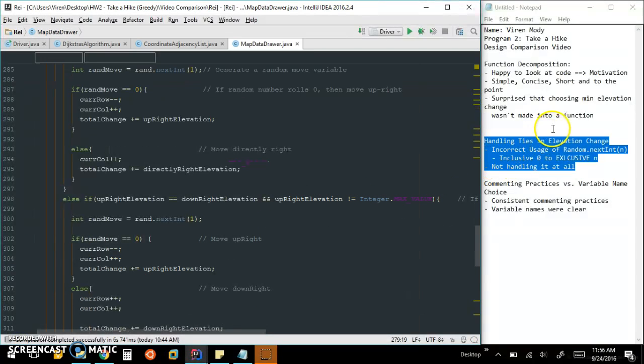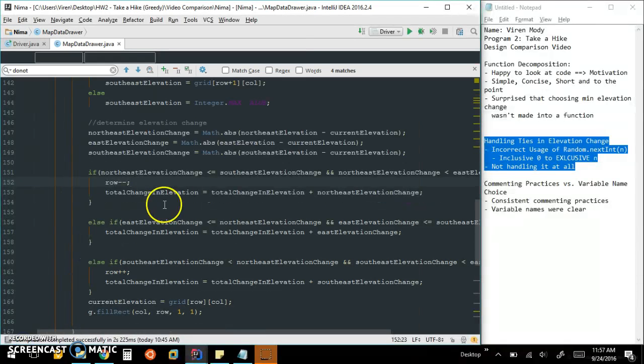My second area of focus is handling ties and elevation change. One thing I noticed is that the rand.nextInt was not used properly because 1 represents a random number between 0 and 0 and not 0 and 1. On the other hand, you'll notice that Nima only handled the minimum case, but not when there are any ties in elevation. And that's the end of my review.